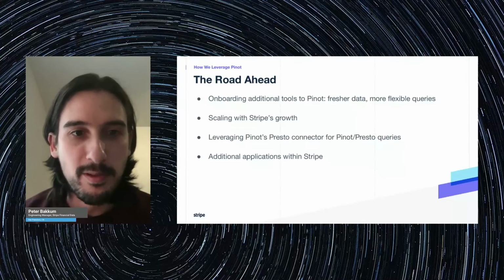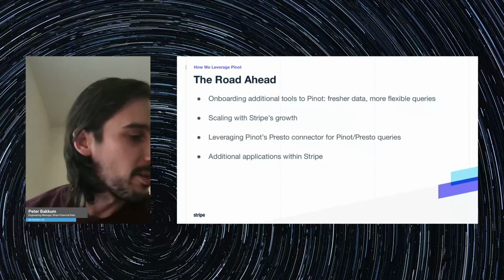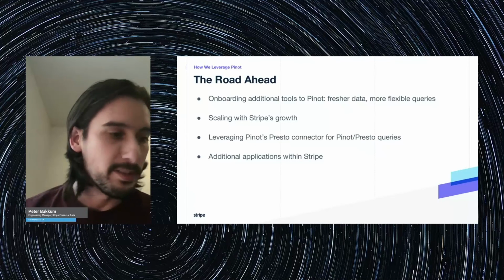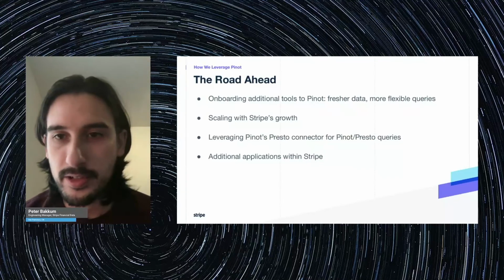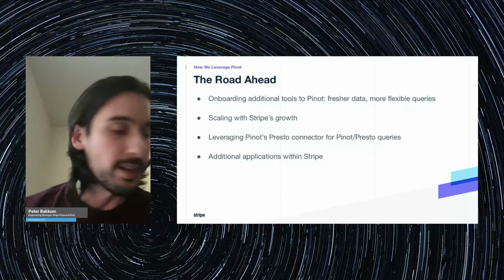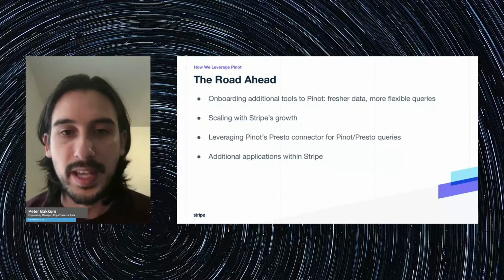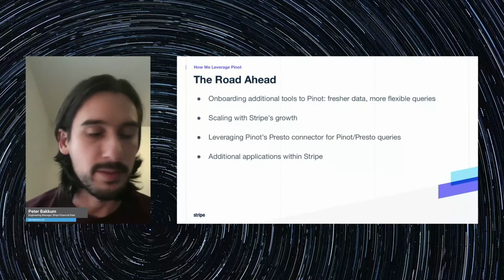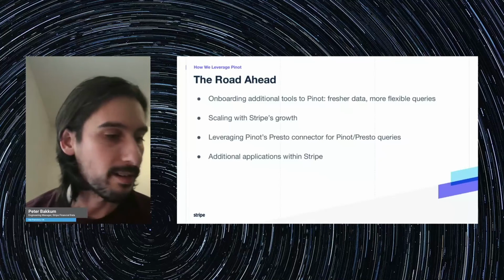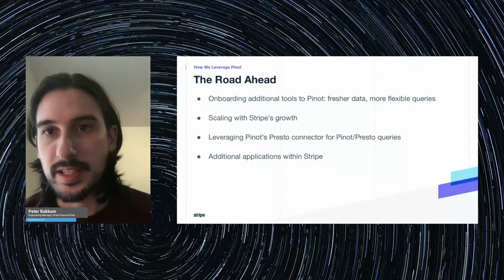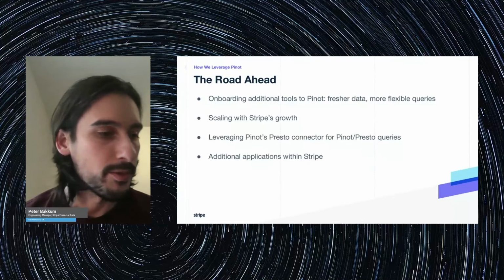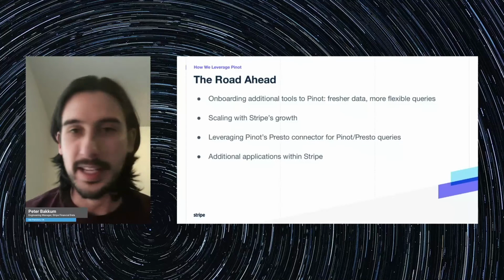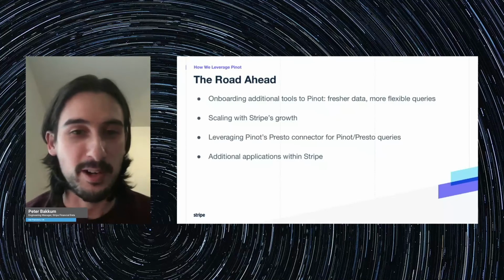So what's next for Pinot at Stripe? We're going to be onboarding additional internal tools to Pinot. It's proved quite useful for some of our internal ledger search capabilities. But we also have many other critical tools that have similar needs. So maybe a large data set, maybe we need more flexible queries, et cetera. We're also going to need to scale with Stripe's growth. Stripe continues to grow very rapidly, and so we expect that our data set next year will be significantly larger than it is even today.